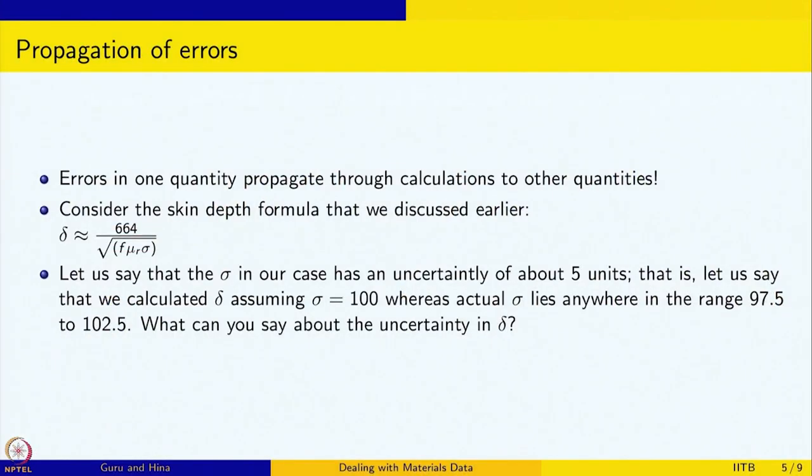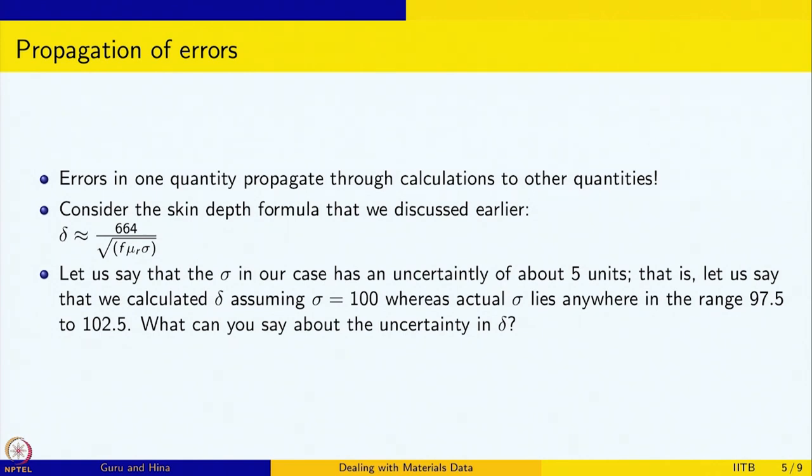And the next thing about errors is that let us say that you have some random errors or uncertainty in one of the quantities, right. But these errors actually propagate through your calculations to other quantities. The skin depth formula that we discussed earlier, I mentioned at the end of that session that the formula is delta is 664 by square root of f mu r sigma.